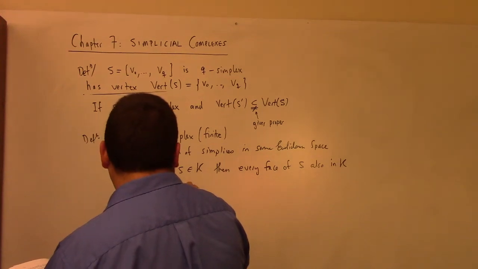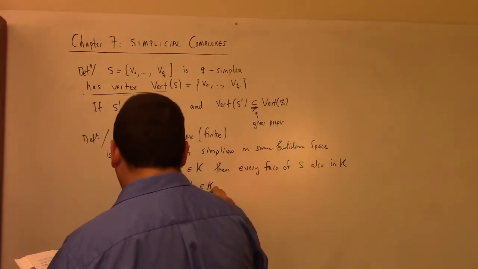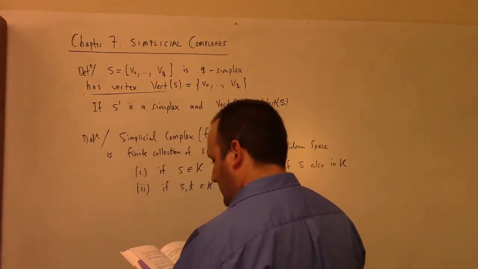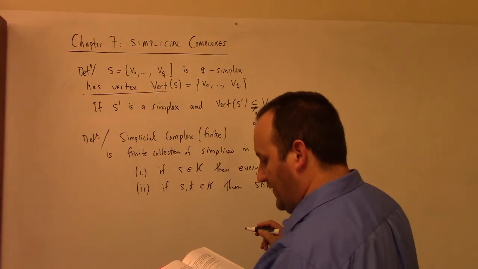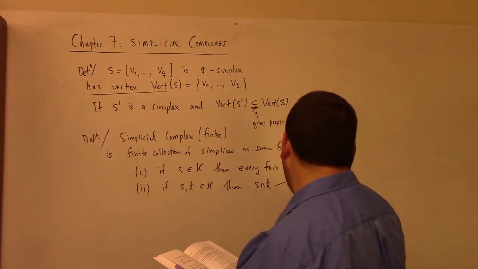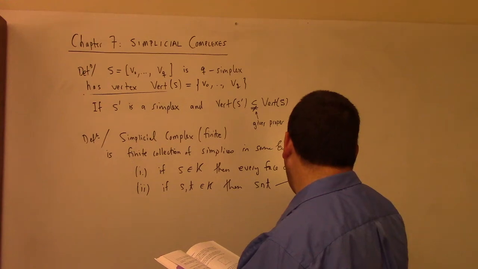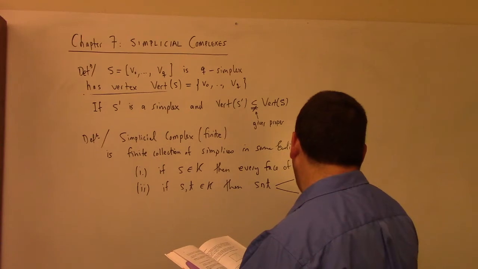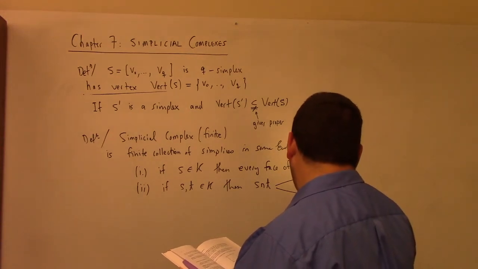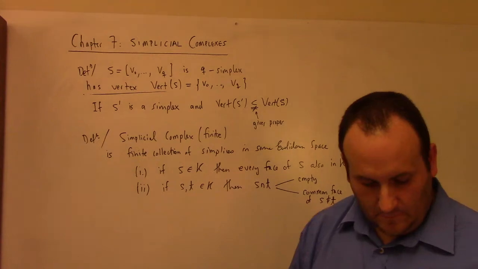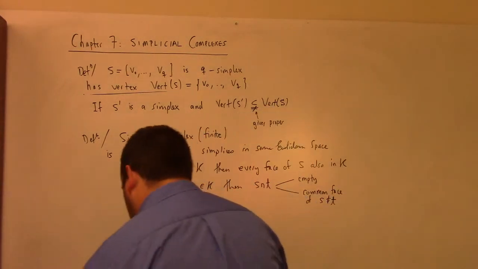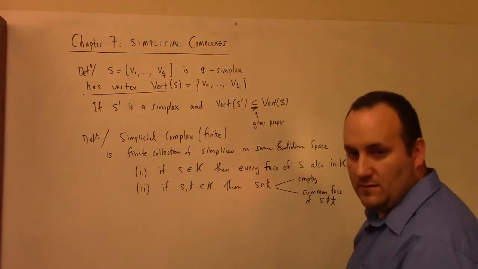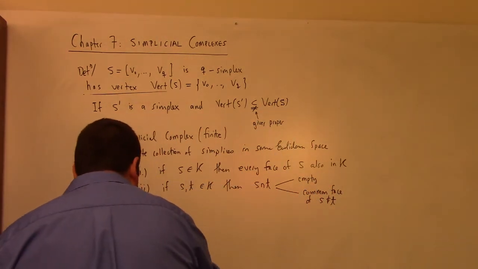if we have S and T in the simplicial complex, then the intersection of these simplices, S intersect T, is either empty or a common face of S and T. Alright, so this definition, he's got more to say here, but I'm going to jump ahead to his little example because I think it's important to do it now. So he gives this example down here.